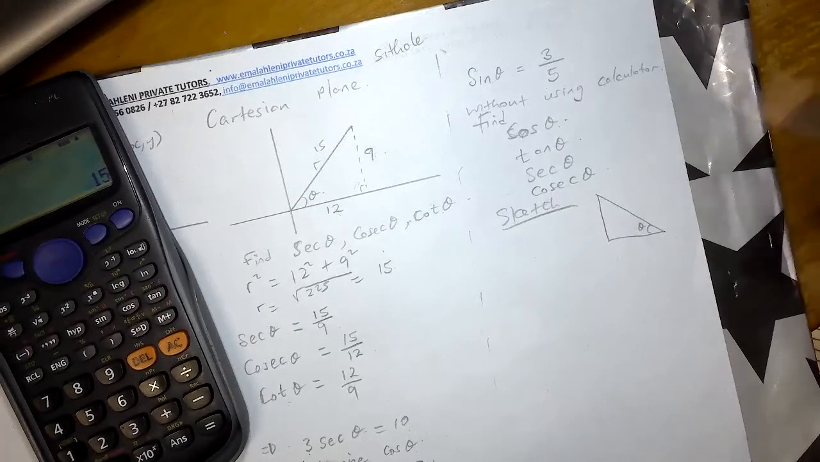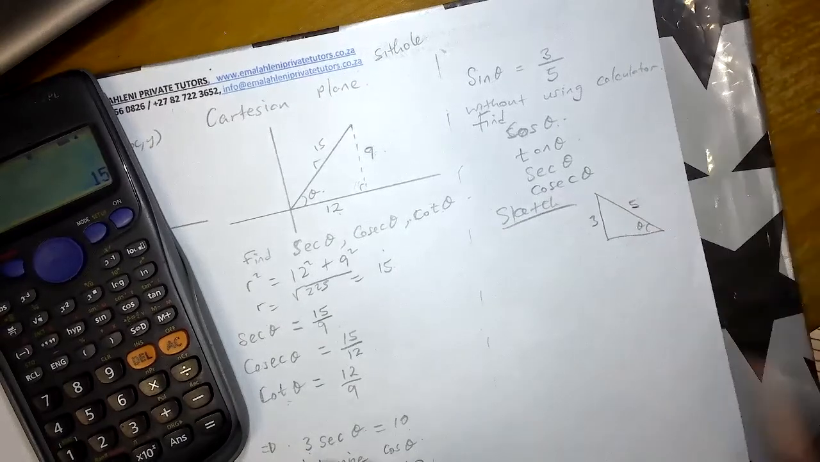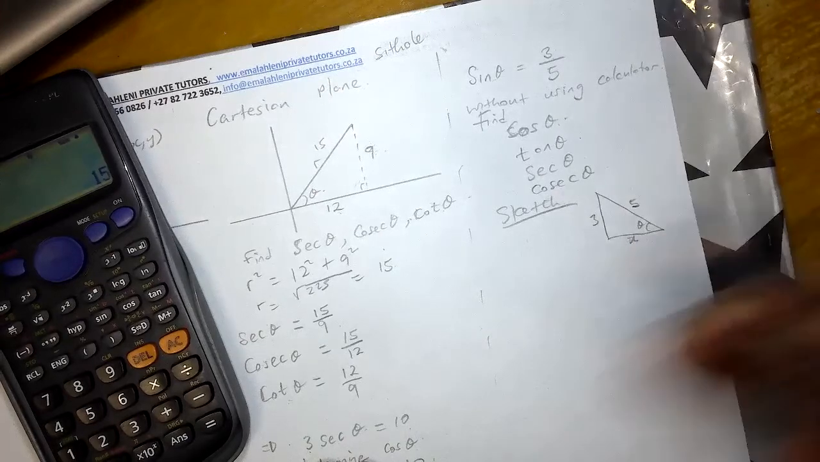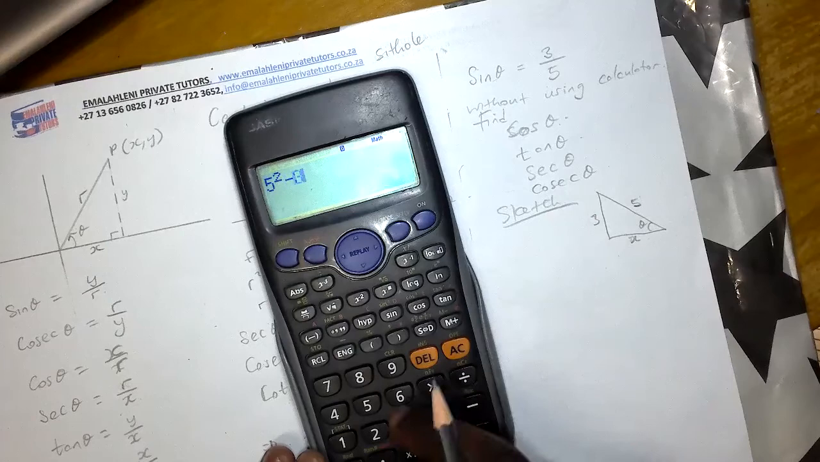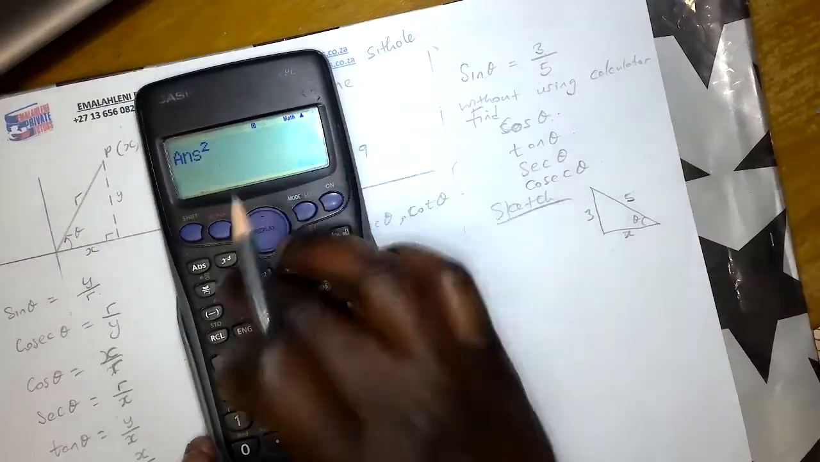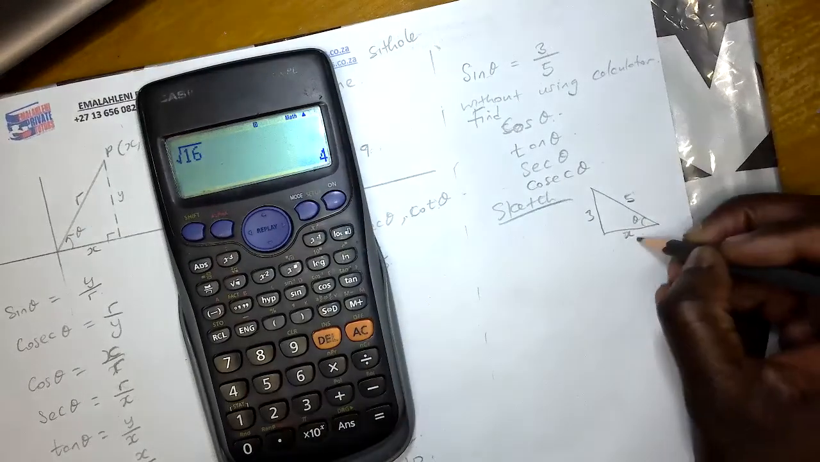We say our opposite is this side, and our hypotenuse is 5. Now you want to calculate this side here, which is our adjacent. Let's make it x. So you're going to say 5 squared minus 3 squared. What do we get? We get 16. Root of 16 is 4. So it means that our side here is 4.